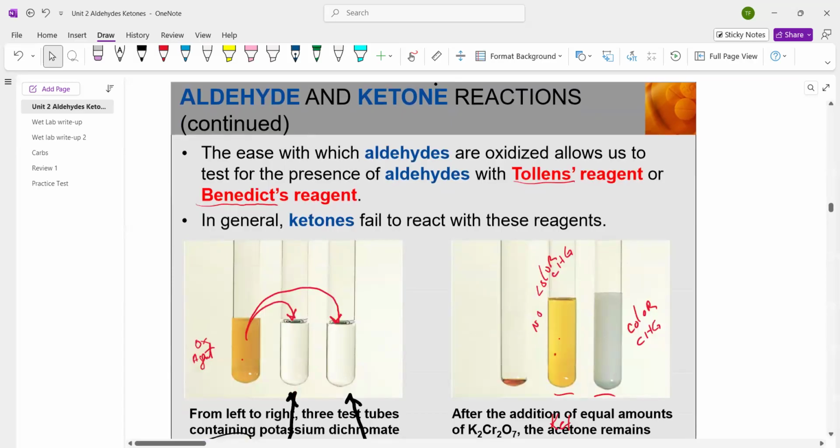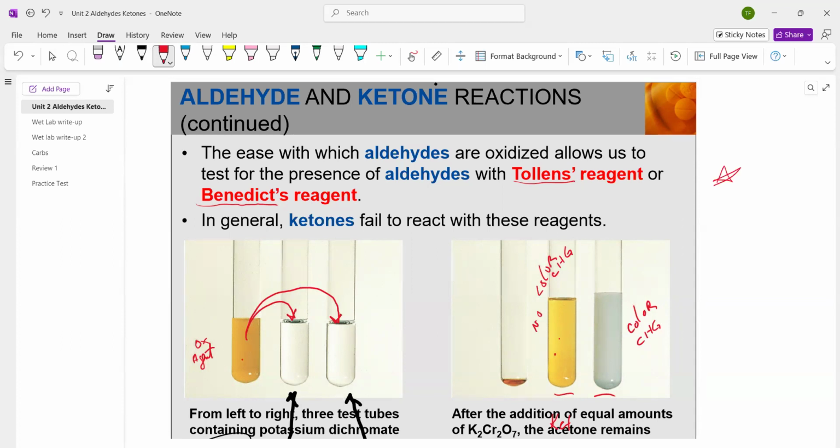Okay, so there's an oxidation-reduction reaction called Tollens and Benedict's. Now you're going to have to know these, because we're going to be using these reactions both in this unit and also the carb unit.